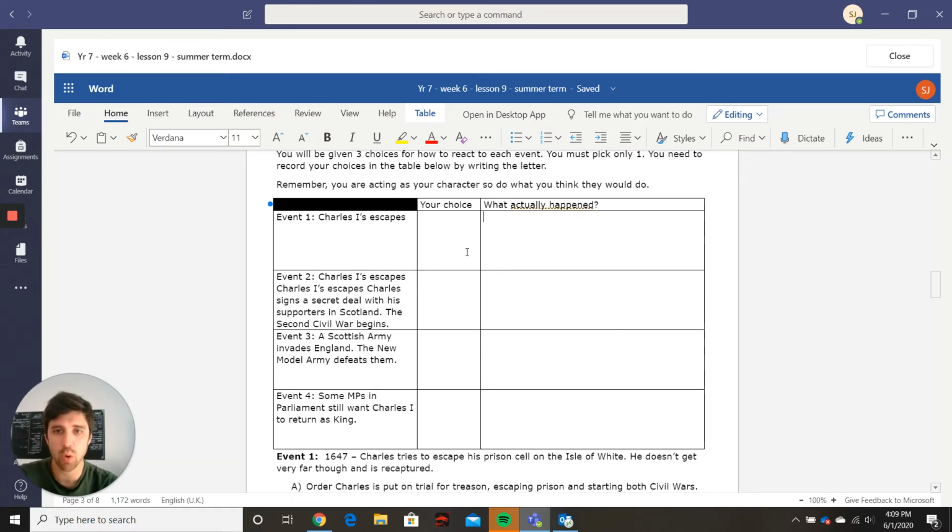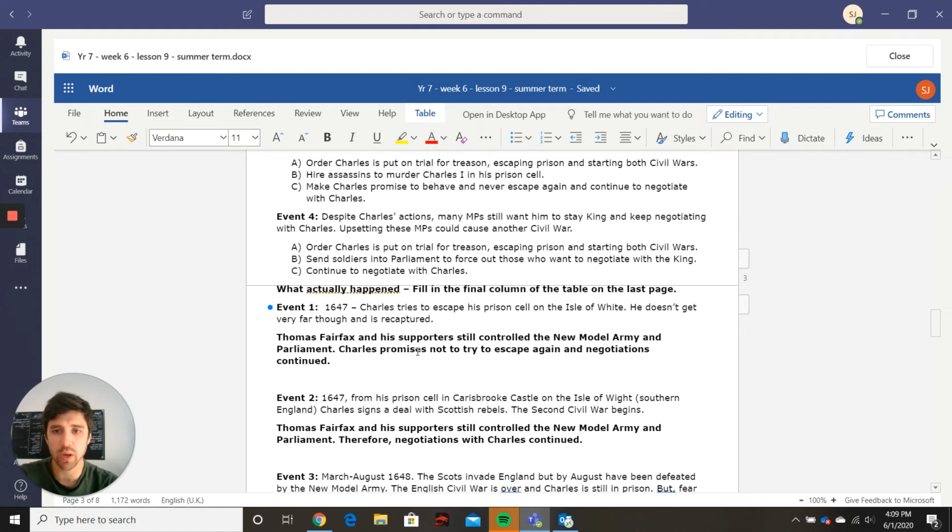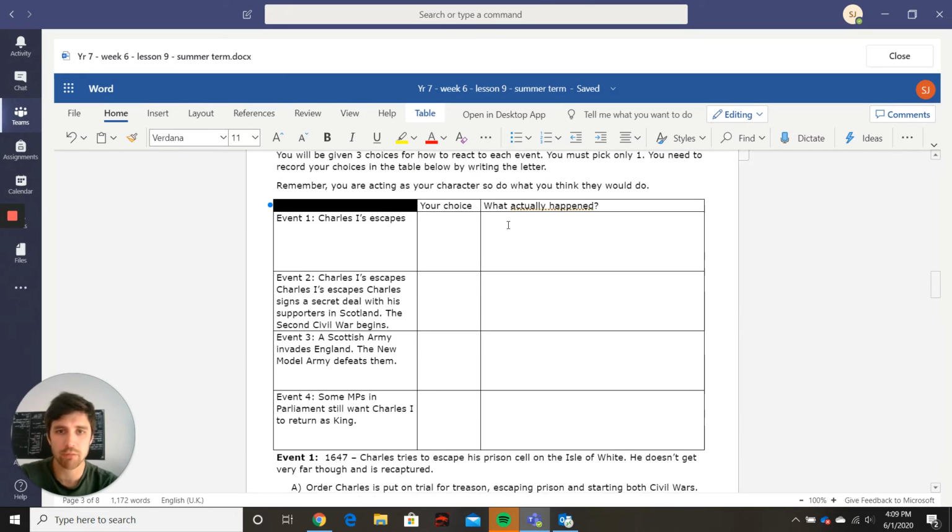For example, with event 1, well, what actually happened is Thomas Fairfax and his supporters still control the New Model Army and Parliament. So Charles promised to try not to escape again, and they continued to negotiate. So what I might write in here is Thomas Fairfax was in charge. Charles promised not to try to escape. Negotiations to take some power off Charles and give it to Parliament continued. Okay. Should take you about 5 minutes. Pause the video here and complete the what actually happened column now.